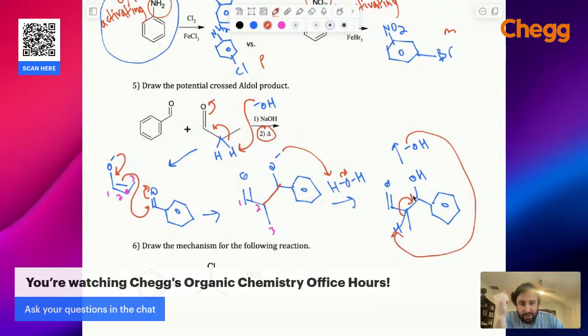This will form the pi bond there, and this will kick off hydroxyl. Now, a lot of students will say, but Dave, hydroxyl is a terrible leaving group. And you're right. However, we are in strongly basic conditions. When you're in strongly basic conditions, the hydroxide ion can be a leaving group because the solution is full of hydroxide ions. If the solution is full of hydroxide ions, one more is not going to hurt. So in strongly basic conditions, hydroxyl can be a leaving group. And that will give us our crossed aldol product with the pi bond there.